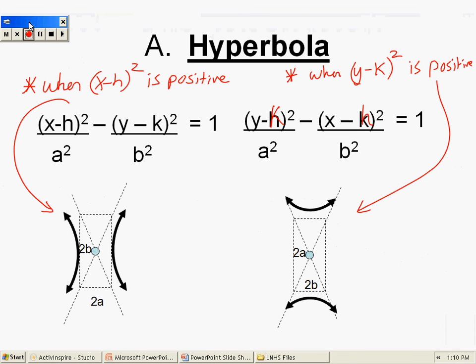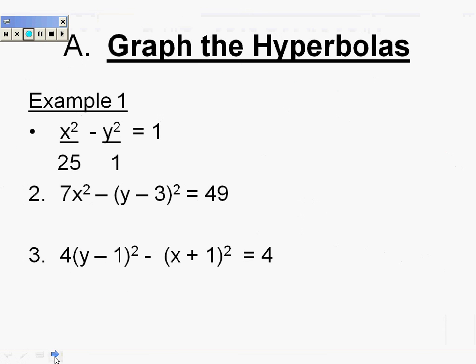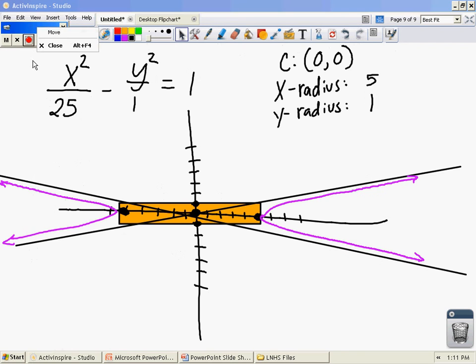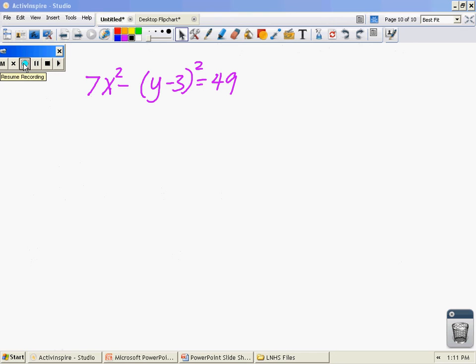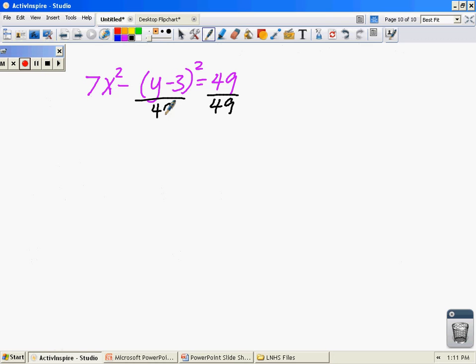I'm going to write down number 2. Okay, so now what do you guys think we're going to do on this one? Yeah, we got to get it equal to 1, right? So we're going to divide everything by 49, just like with the ellipses. So the whole first part is just like you'd usually do with ellipses. 7 goes into 49 7 times. So after we clean this up, we have the following.